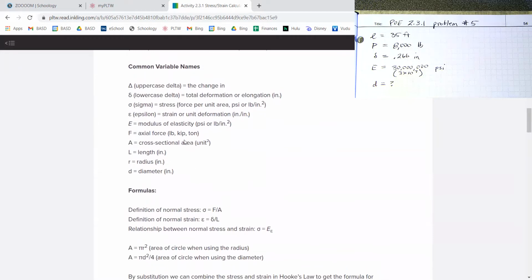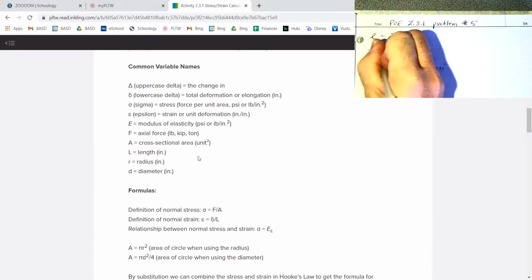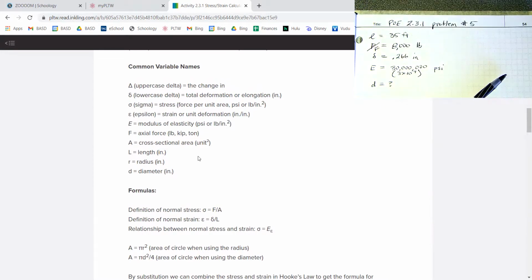I mean, a force, I can change it to F. Do you want me to? I'm going to change it to F. I don't know why I thought it was P. That's going to be F. F equals 8,000 pounds. And then the modulus of elasticity is E.